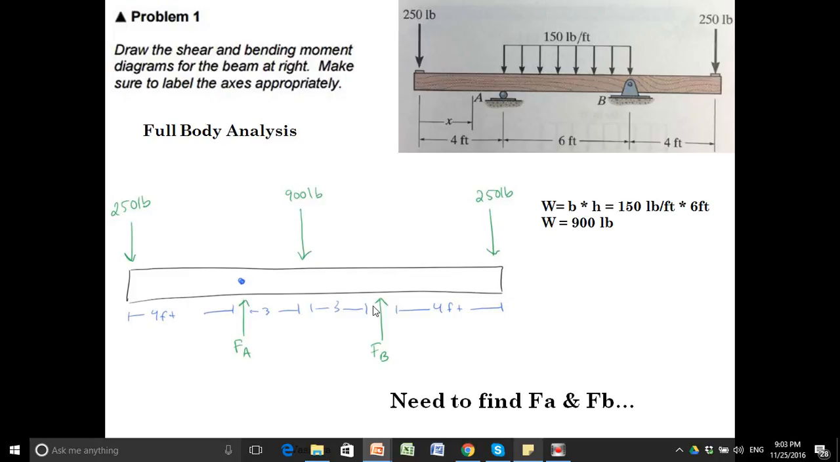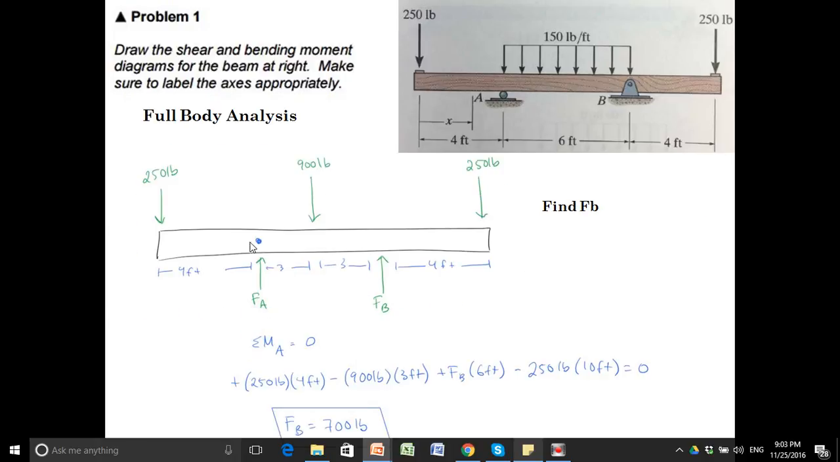So now we need to find FA and FB, and we're going to do that by pinning the beam at point A and then taking the sum of the moments about that point. So we start off with 250 pounds caused counterclockwise, so positive 250 times 4 feet, minus 900 times 3 feet, plus FB times 6 feet, minus 250 times 10 feet. So that tells us that FB is 700 pounds.